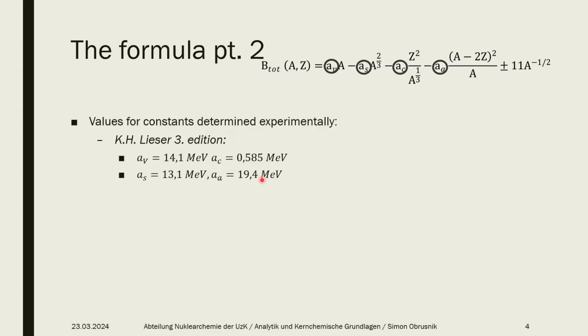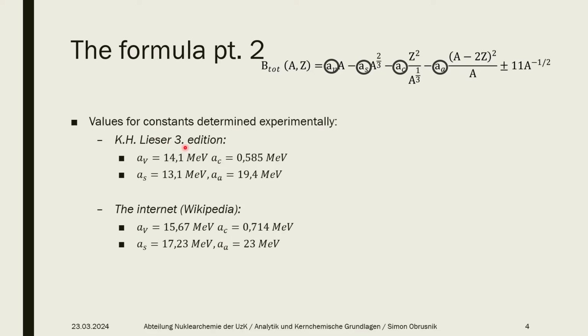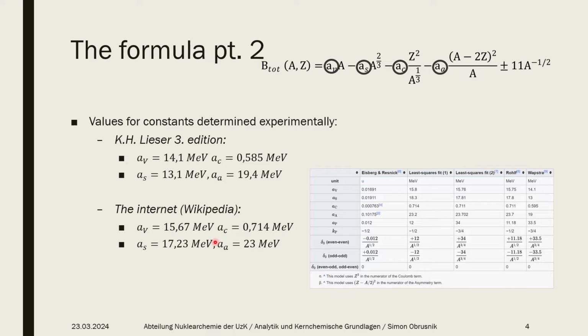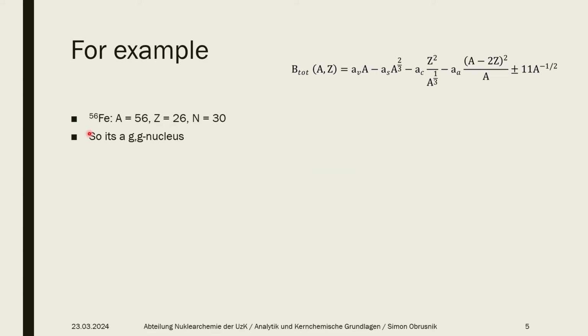However, I would assume that most of you do not have this book available, but you will have Wikipedia. And in Wikipedia, you will see that these values deviate a bit more from this book. This is because the values are determined experimentally, and this is why we will have different values for each of these constants. For the sake of simplicity, I will use the Wikipedia values in order to do my calculations. I did the calculations in the video based on the ones from the Karl-Heinrich Lisa, and let's see where this will take us.